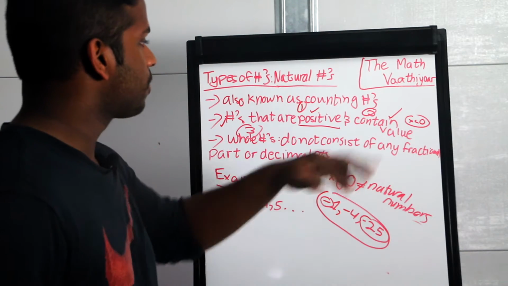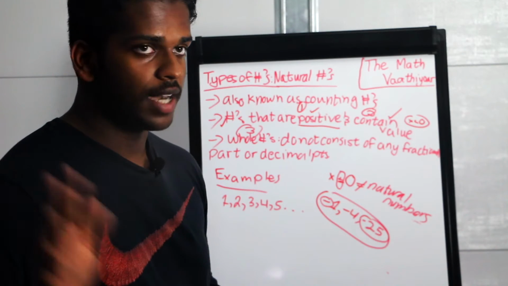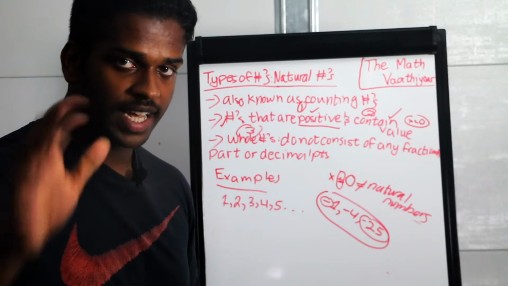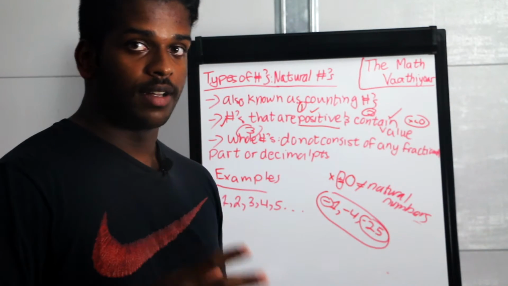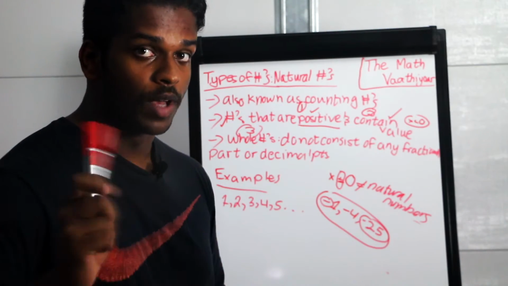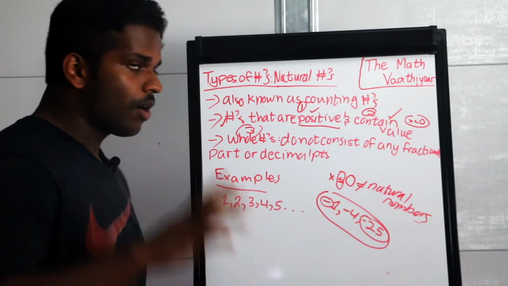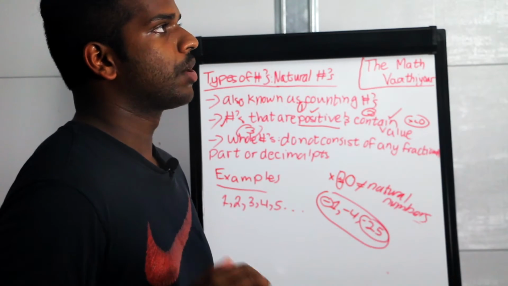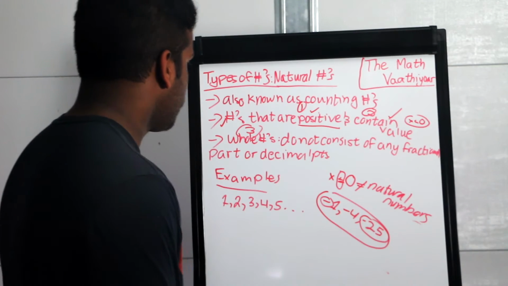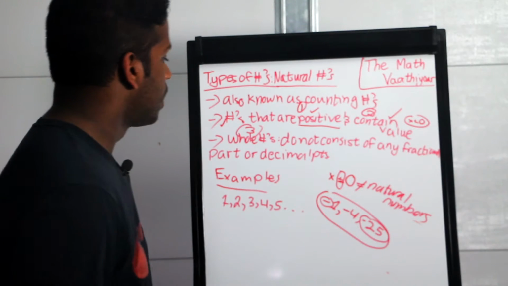So these are two things that you must look at to determine whether a number is a natural number or not. If your number is a positive number and a number that contains value, you have to look at the third thing on our list, which is the next thing that we're going to cover. And this is the most important one. So listen to what I have to say now. Whole numbers. Natural numbers are whole numbers. We'll go into whole numbers in more detail in the next video. But whole numbers are numbers that do not consist of any fractional part or decimal points.